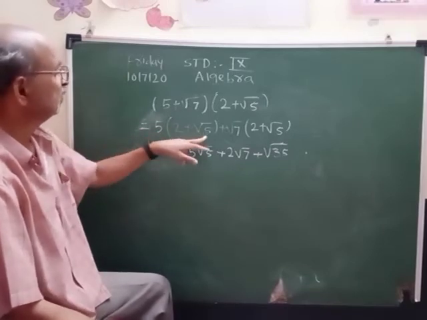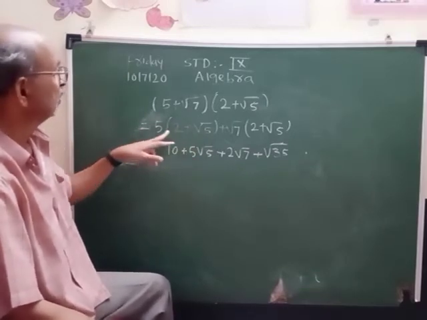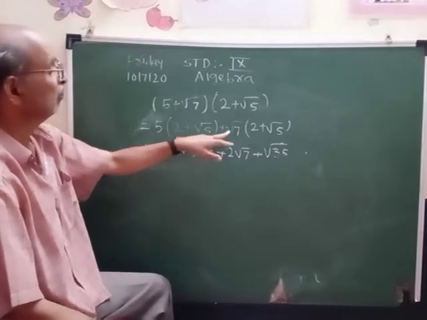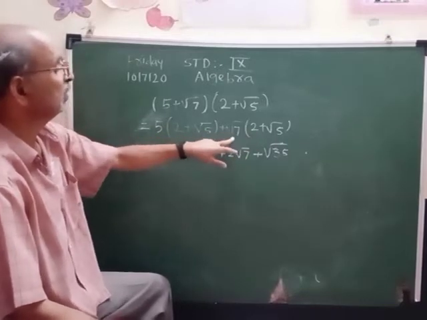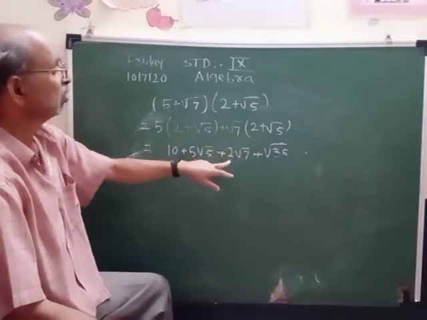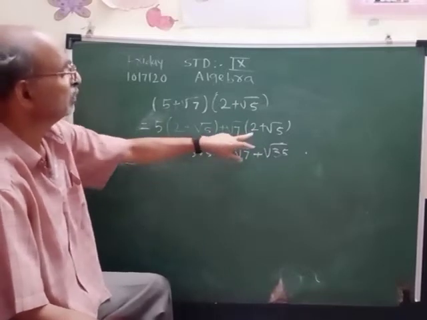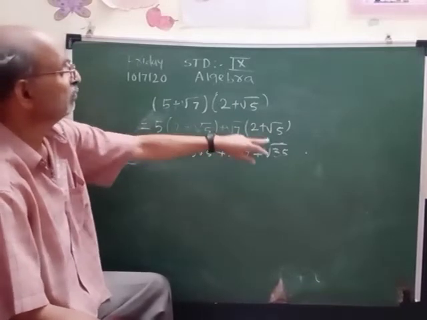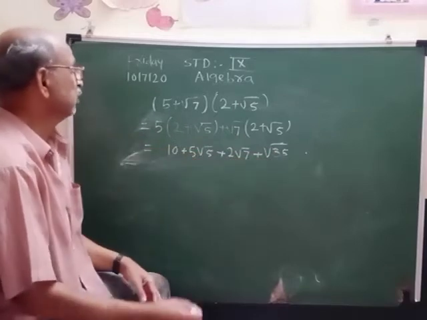This is rational, this is irrational, so we cannot multiply. So we have to write 5 root 5. Root 7 into 2: this is irrational, this is rational, so we cannot multiply 2 root 7. But here both are in the root, so 7 times 5 is 35, root 35.